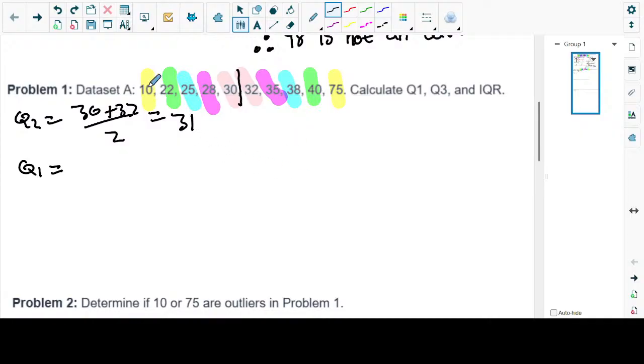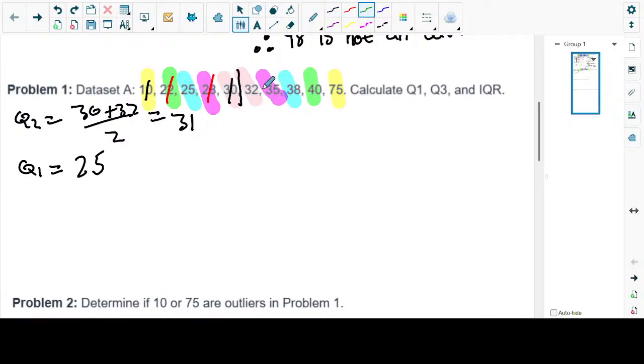Okay, let's do it. So it's going to be the middle value for the lower half again. So then we're going to have 10 that goes with 30. We're going to have 22 that goes with 28. Then we have our middle value, which is 25. So that means our Q1 is 25. Q1 is 25. I'm awake now. I'm not going to allow you to make the same mistake. I was sleeping that time.